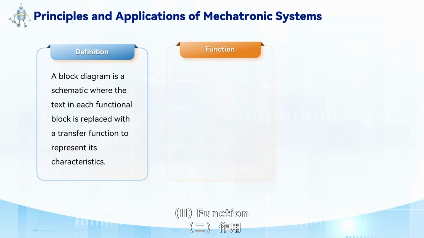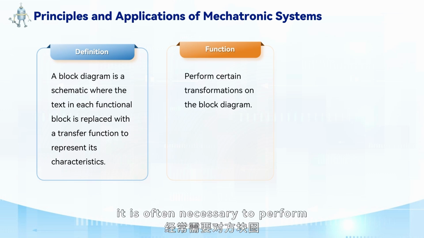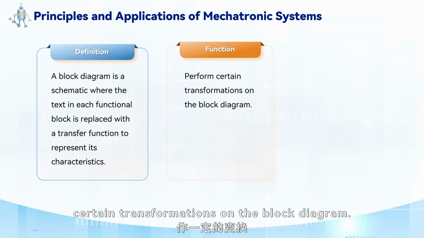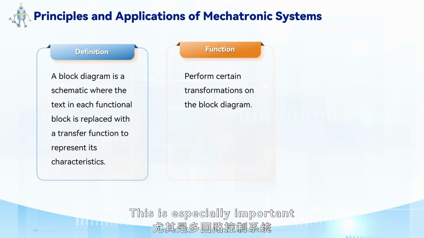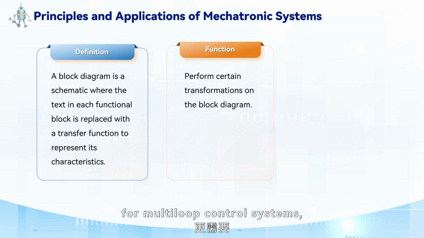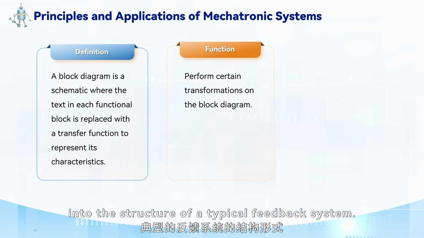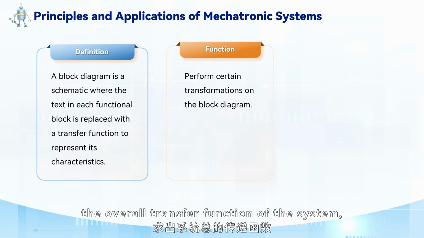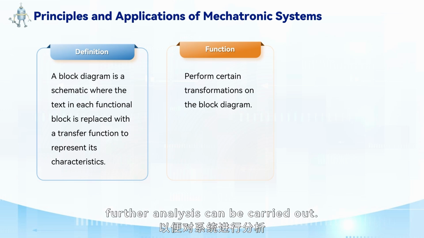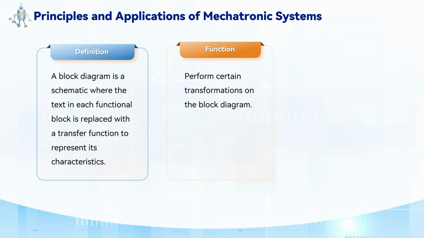2. Function. When analyzing a system, it is often necessary to perform certain transformations on the block diagram. This is especially important for multi-loop control systems, where the block diagram needs to be gradually transformed into the structure of a typical feedback system. By obtaining the overall transfer function of the system, further analysis can be carried out.